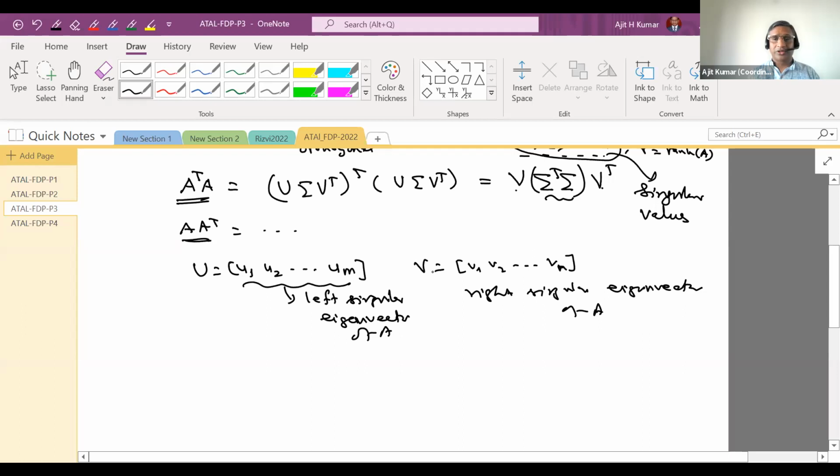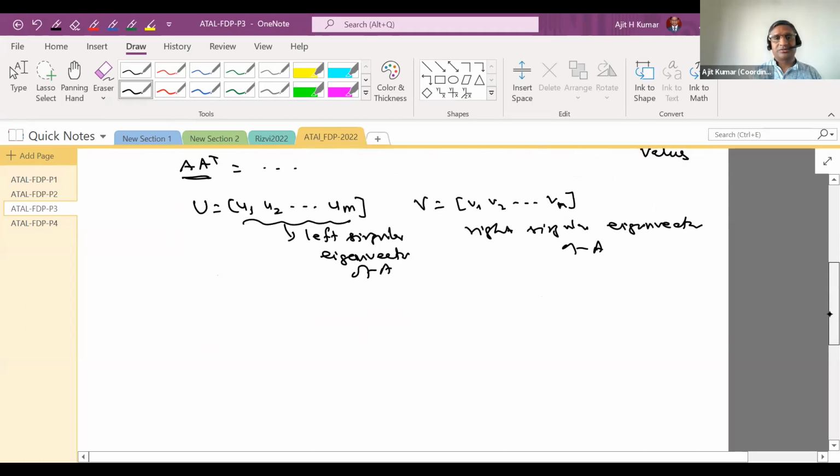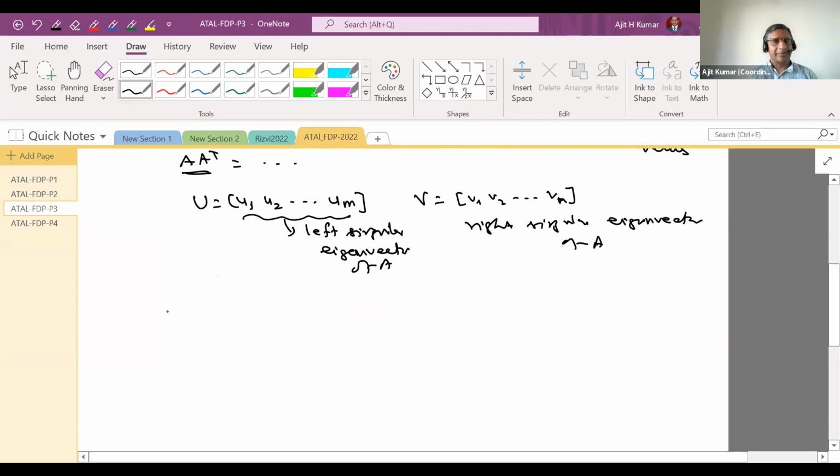At least ordering you can do in any order. So uniqueness is also not there. Okay, but let us play further with this decomposition which we have got.